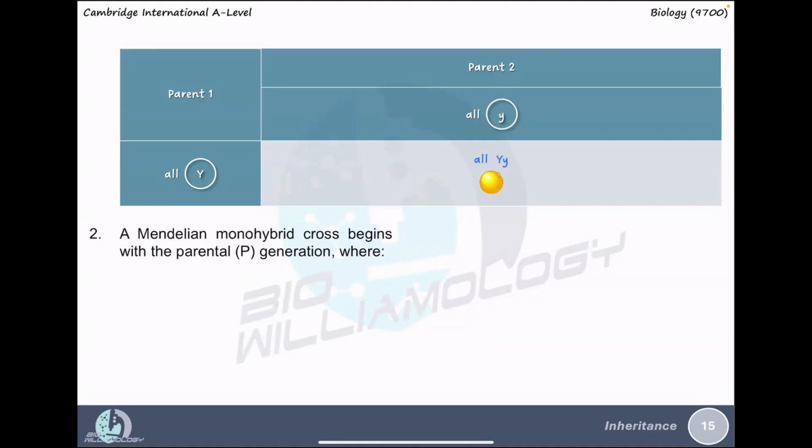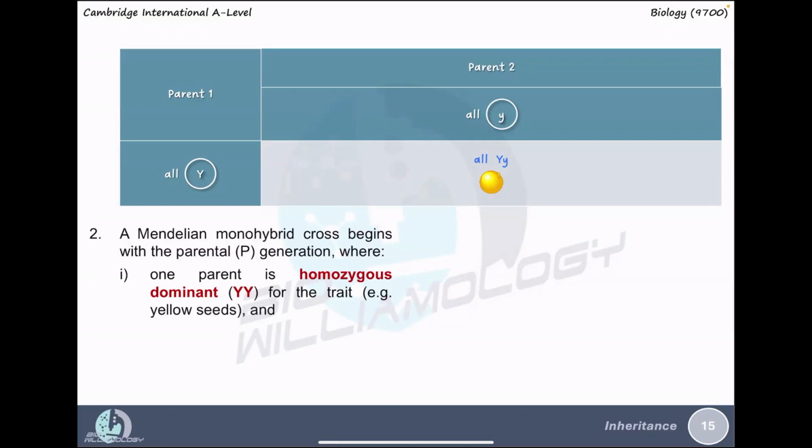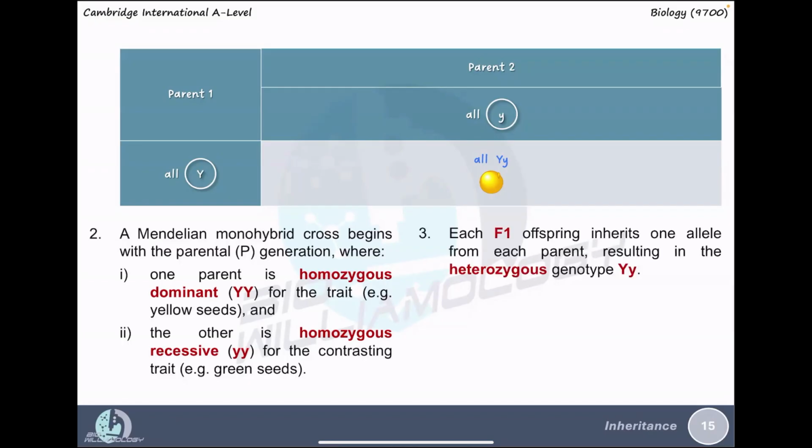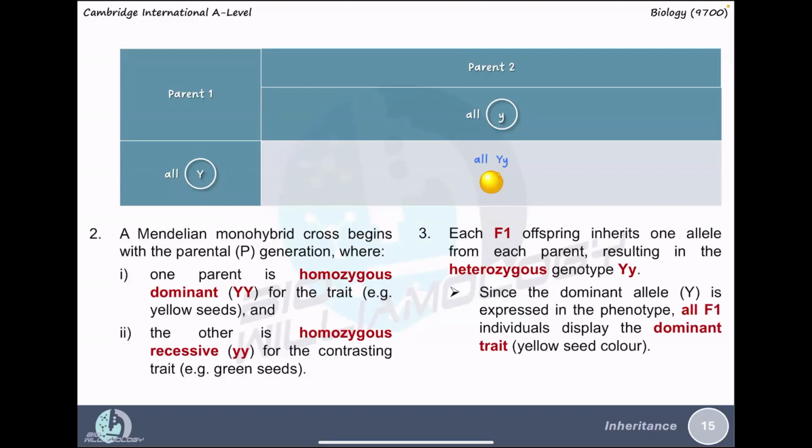A Mendel monohybrid cross begins with a parental P generation, where one parent is homozygous dominant for the trait, in this case yellow seed, and the other is homozygous recessive for the contrasting trait, in this case green seed. Each F1 offspring inherits one allele from each parent, resulting in the heterozygous genotype, capital Y, lowercase y. Since the dominant allele Y is expressed in the phenotype, all F1 individuals display the dominant trait, which is yellow seed.